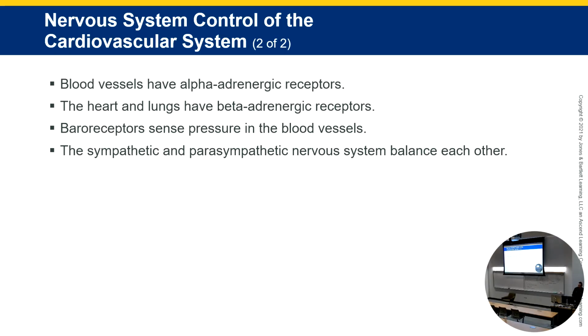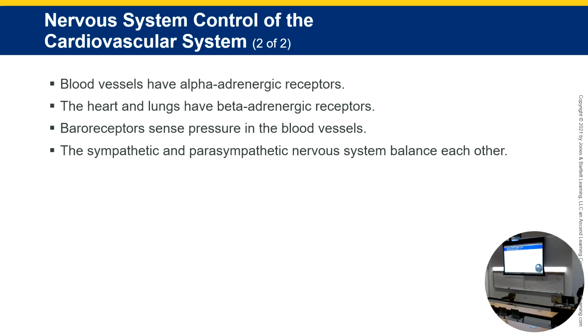Blood vessels have alpha-adrenergic receptors. The heart and lungs have beta-adrenergic. So again, basically, it's just how these hormones are going to attach to these different receptors to cause different outcomes. Again, increasing that heart rate, increasing the contractility, increasing respiratory rate, bronchodilation. So again, it's going to cause your bronchioles to dilate, so become bigger, so you get more airflow in. The heart and lungs, baroreceptors sends pressure in the blood vessels.